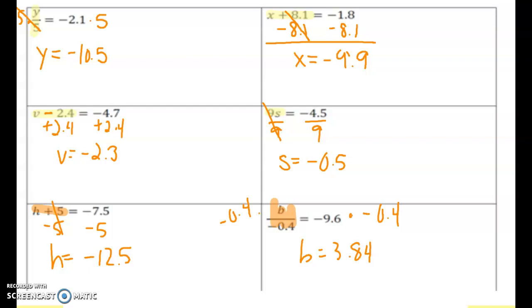Now, I do encourage you to go back and check your answers. We've looked at this earlier this week. And remember, when we're checking your answers, we're going back and plugging in that number that you found to be your answer. So if I scoot back up to the top here, this answer of negative 10.5 for y, to check that, I would go back to my original equation and say, okay, this negative 10.5 is actually my y value. That's what I think it is. So negative 10.5, when I divide it by 5, I should get the answer of negative 2.1.